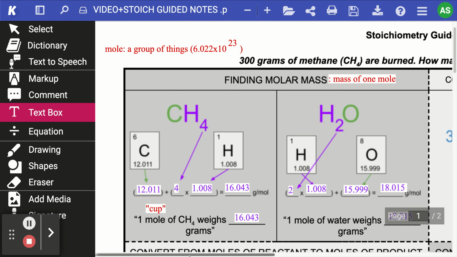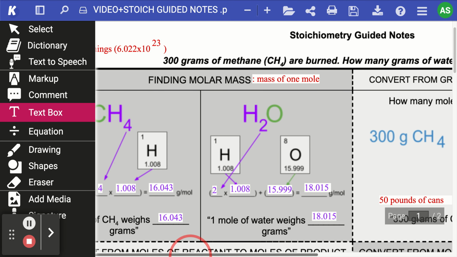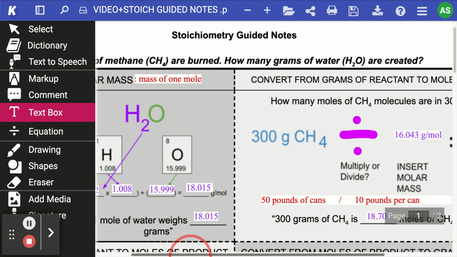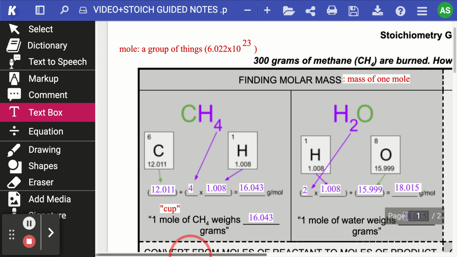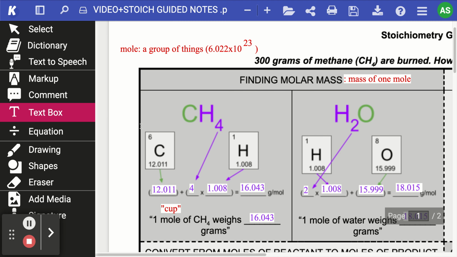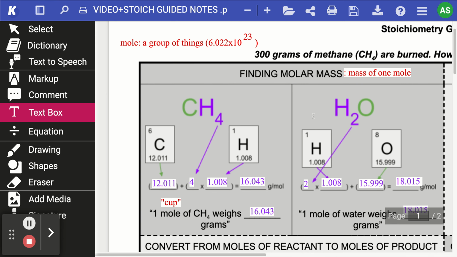All right, now the problem we're working on here is 300 grams of methane are burned. How many grams of water are created? In our first video, we talked about how a mole is a group of things and the molar mass is the mass of that group. And we can find the mass of that group by adding up the masses of each atom.